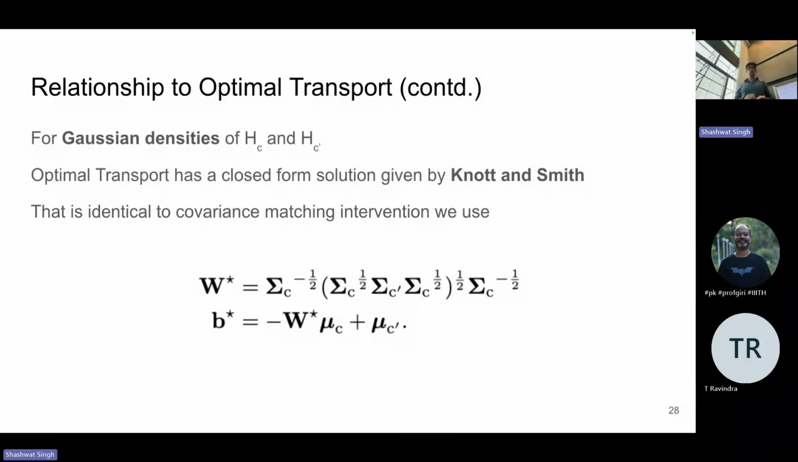And that's just a fun detour. But yeah, this is proved by someone else. So optimal transport is solved for that. It just happens it's the same transformation. So that's the relationship.